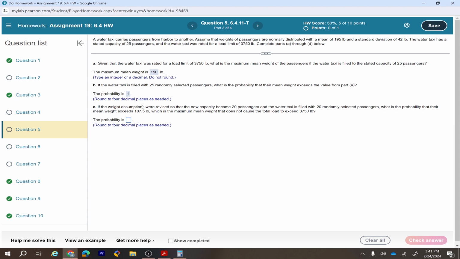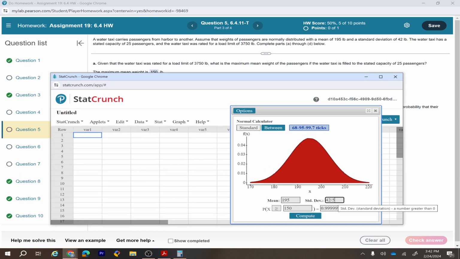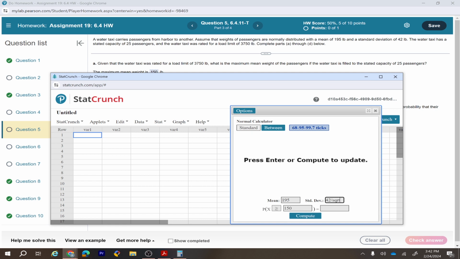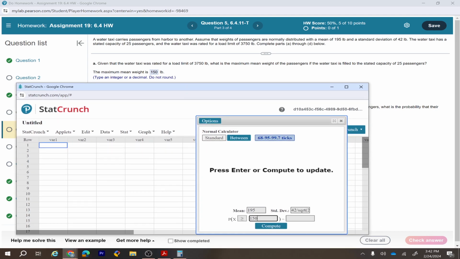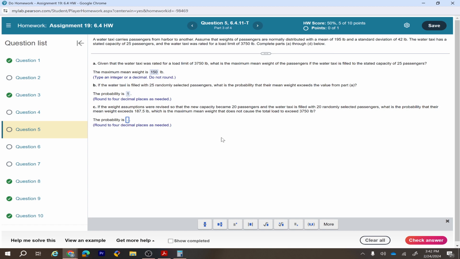Okay. If the weight assumption were revised so that the new capacity becomes 20 passengers, and the water taxi is filled with 20 randomly selected passengers, what is the probability that their mean weight exceeds 187.5? So keep in mind, before it was 25, so you had to divide by the square root of 25, but this time it's 20, so the formula is, this is how you have to type SQRT, that means square root of 20. And now we would like to find out the probability that the mean value is greater than 187.5. So with this mean and this standard deviation, what is the probability that the mean weight would be greater than this? That's 0.7877. If you round it to 4 decimal places, 0.7877.